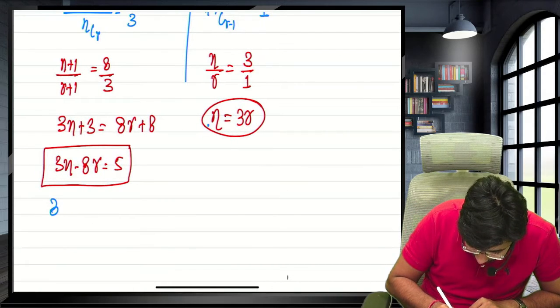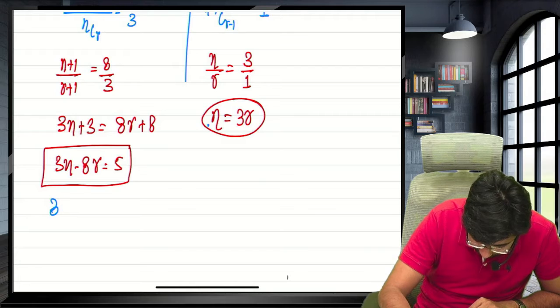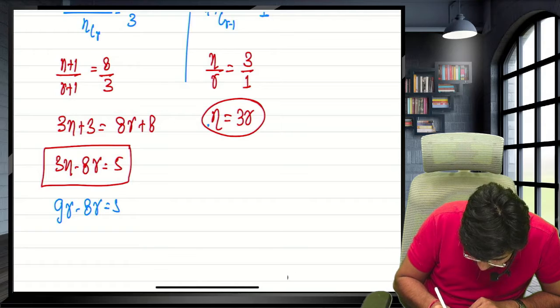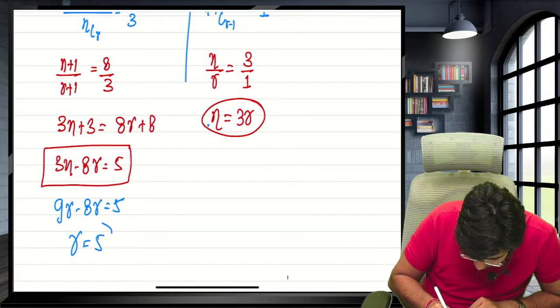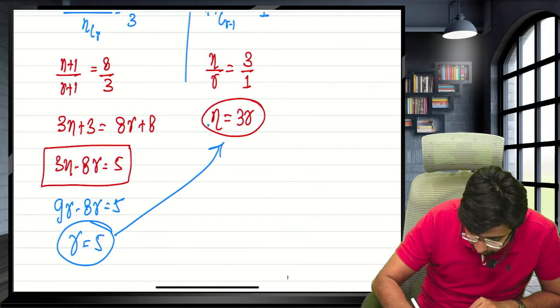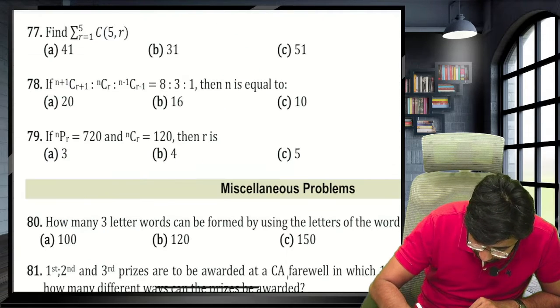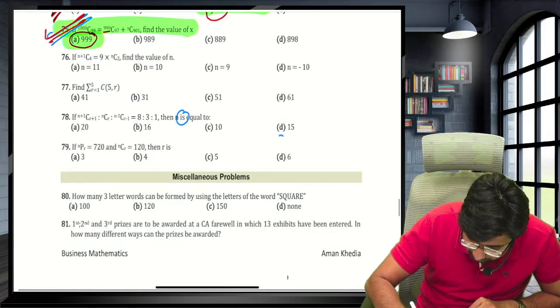3 into 3r, how much? 9r minus 8r is equal to 5. So guys, r will be equal to 5. Put r over here, n will be 15. What is the question demanding? The question is demanding n, and we have received n as 15.